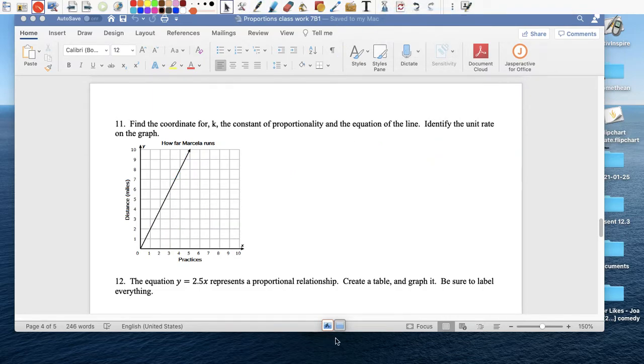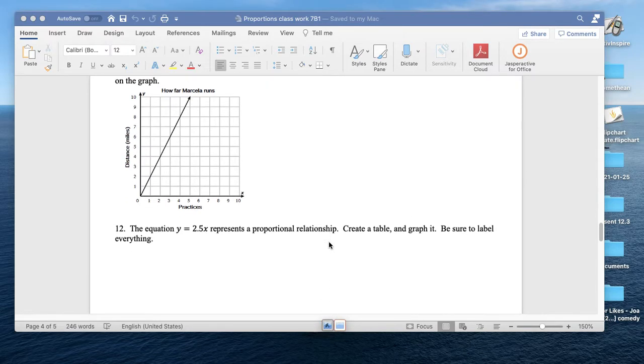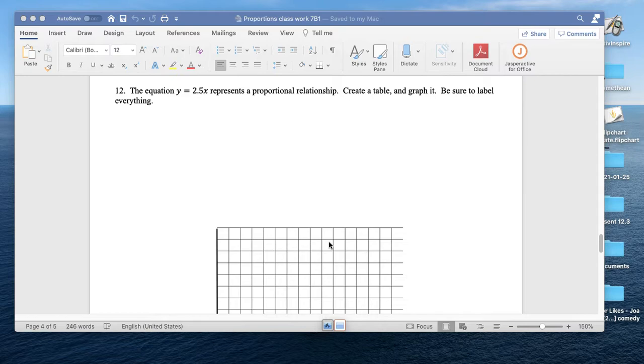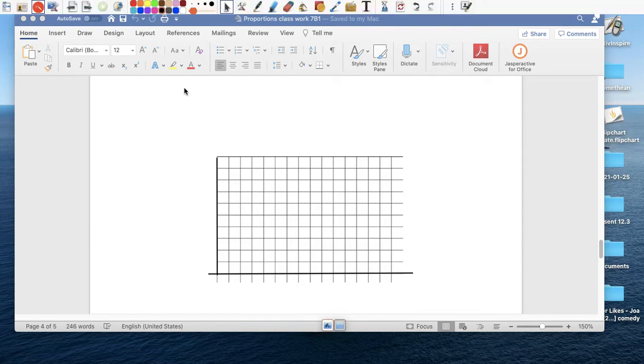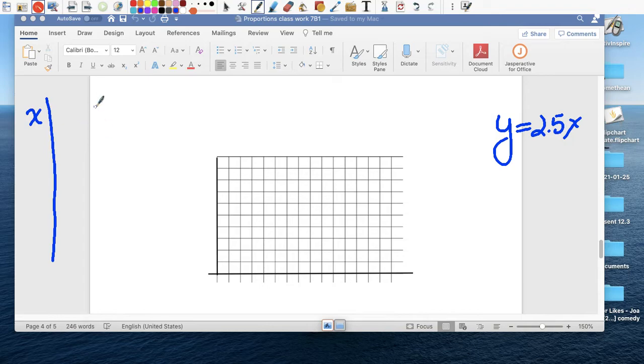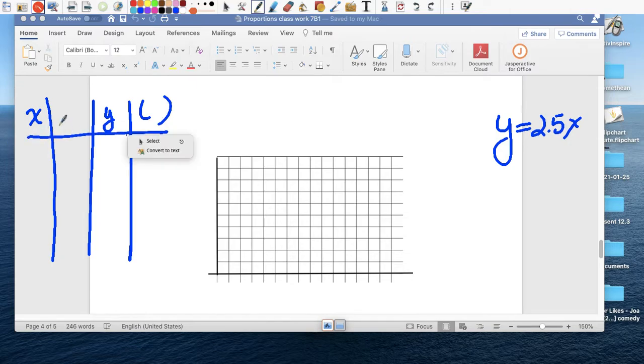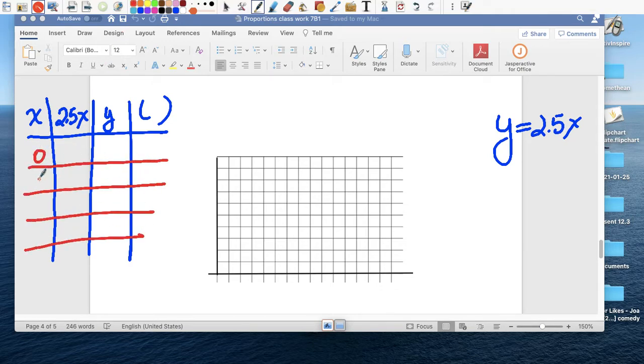The last one, create a table and then graph it. So before I do anything, I create a table. They give me the equation, so that's nice and easy. So let me create a table. So here's x. I'm going to create a table, which means I want to create a few points so I can graph this relationship. So I know here's my equation, y equals 2.5x. So here's my y, and here's my ordered pair. We're going to substitute. So let's pick a few values: 0, 1, 2, 3.